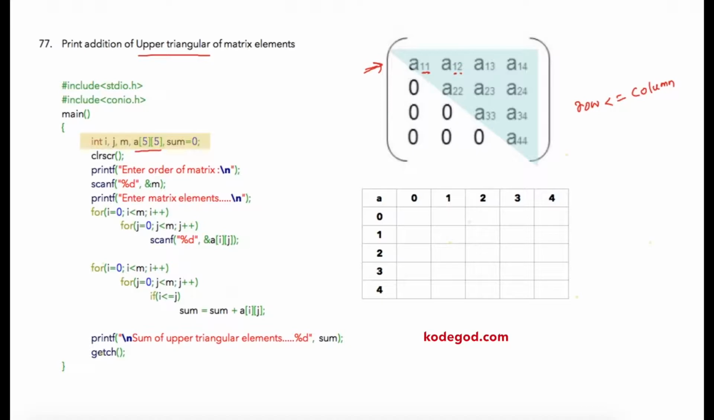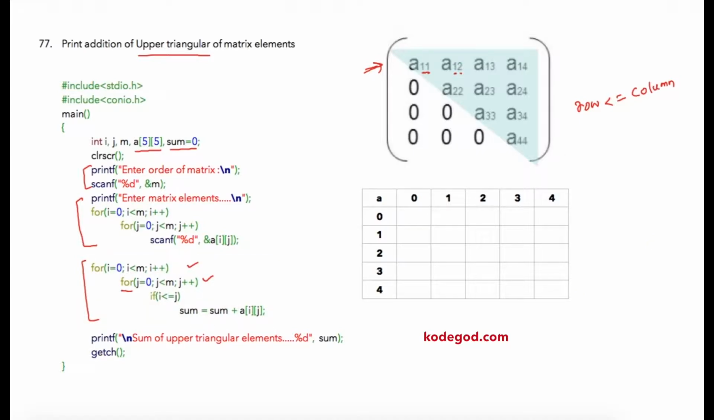We have a 5 by 5 as our square matrix, and again we have sum initialized to 0. I'm asking the user to enter m. So those m number of elements will be entered over here and stored into the matrix. And finally, for the addition, we are going to iterate across all matrix elements row wise and then column wise.